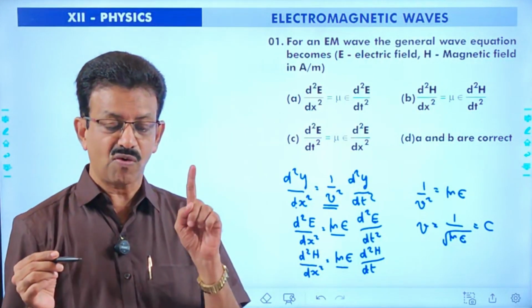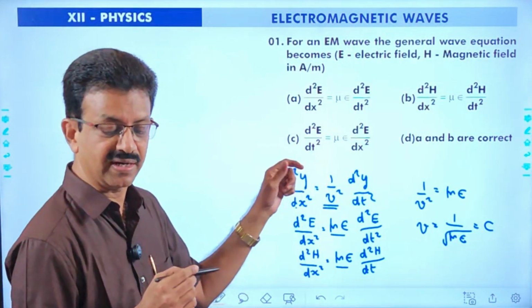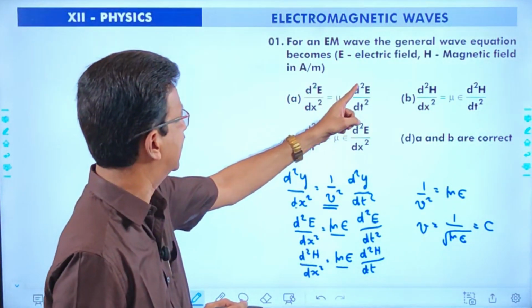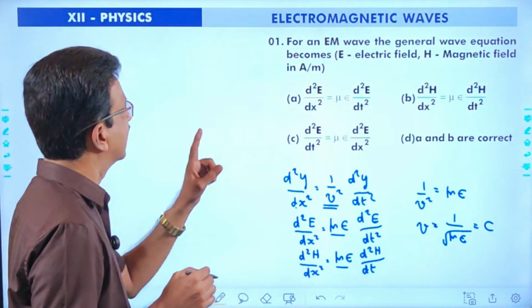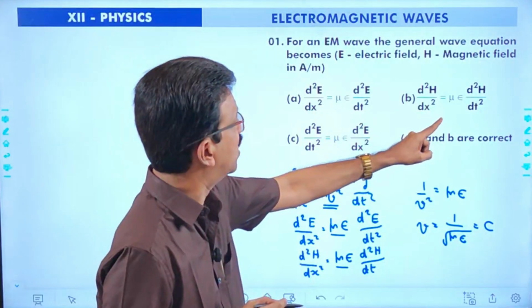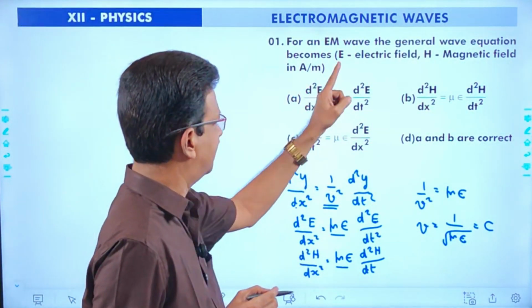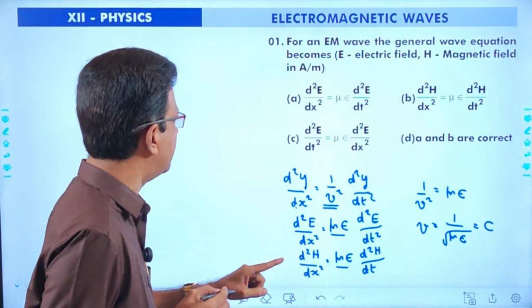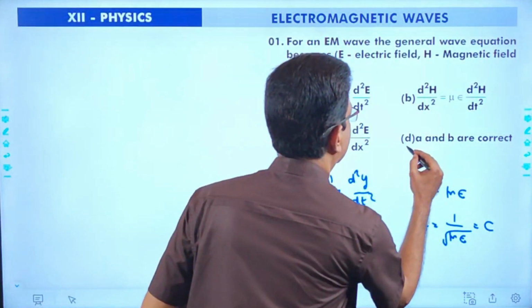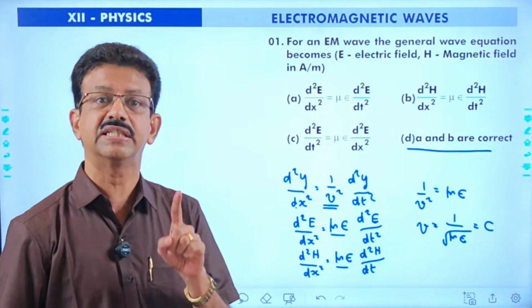Here the question is, for an EM wave, the general wave equation becomes, let us discuss one by one the choices. The first choice, d square E by dx square equal to mu epsilon d square E by dt square. That's a correct choice. Then second one, d square H by dx square equal to mu epsilon d square H by dt square. That's also correct. The first one, electric field is the variable. Second one, magnetic field is the variable. Third one is wrong. Then the correct answer is D, that is A and B are correct. Therefore, for the first question, the correct choice is D.